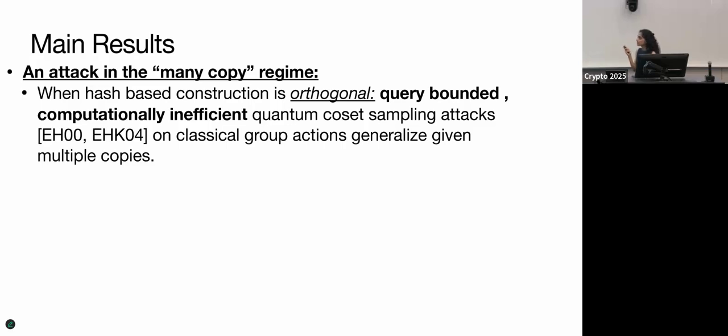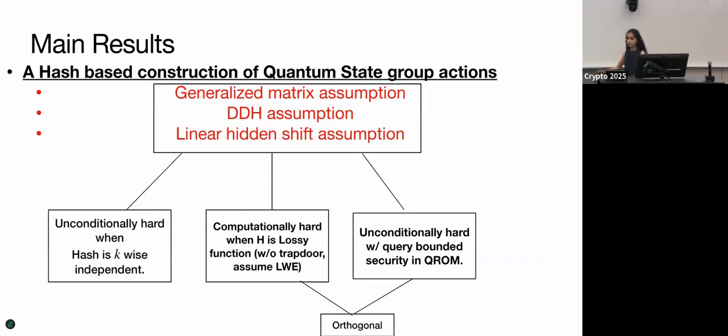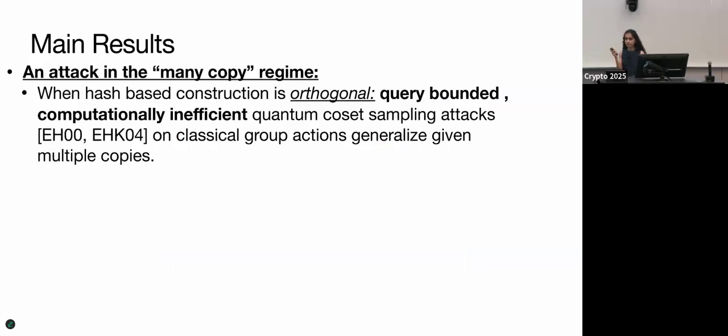And the second main result is that when this hash-based construction is orthogonal, so in the last two cases, then there is a query-bounded, computationally inefficient quantum co-sampling attack that works to break the assumptions on our quantum state group actions if enough copies of the instance are given.